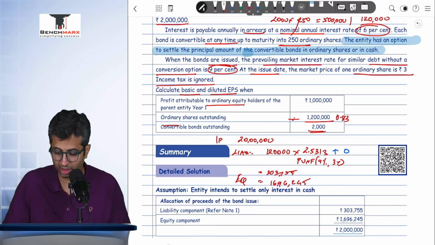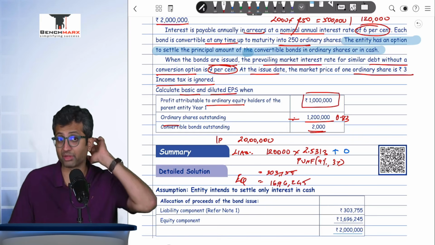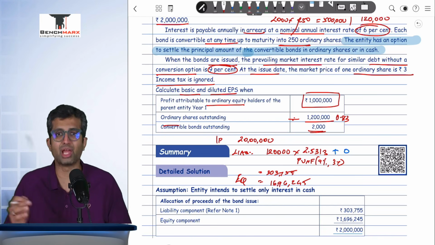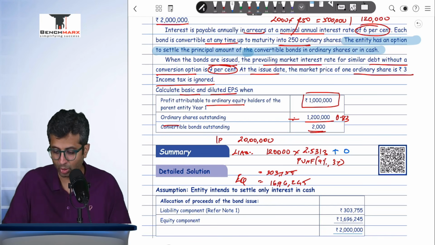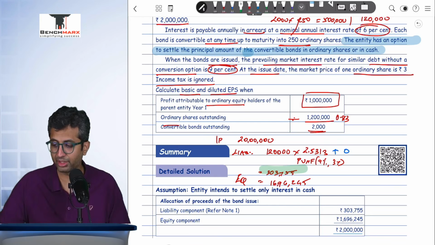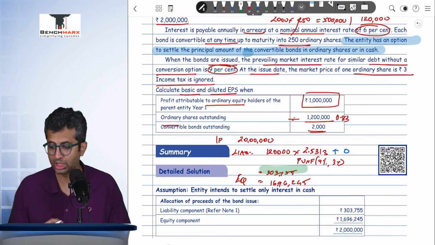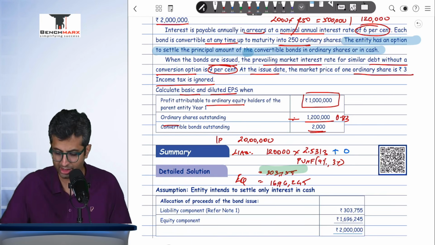Okay, now why did we do all of this? Because in the numerator, when this 10 lakhs would be calculated, this will be after finance cost, and finance cost will be the liability component, that is 3,03,755 into, can I say, 9%, and hence 27,338 will be your interest. There is no tax, and hence for diluted EPS you will take 10 lakhs in the numerator plus 27,338.